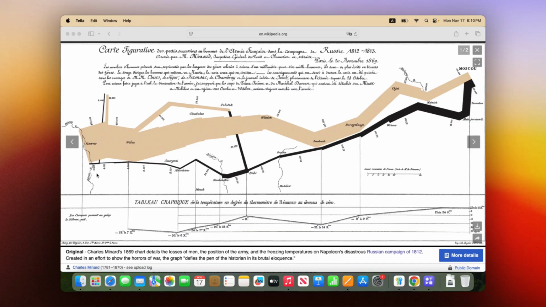Many people perished from the freezing cold Russian winters, starvation, famous battles that took place. People drowned when crossing the Berezina River.